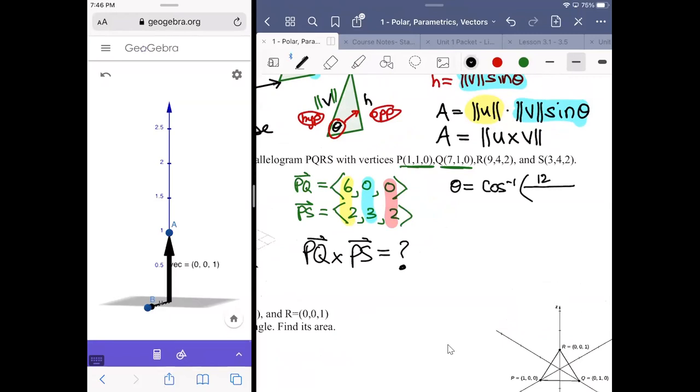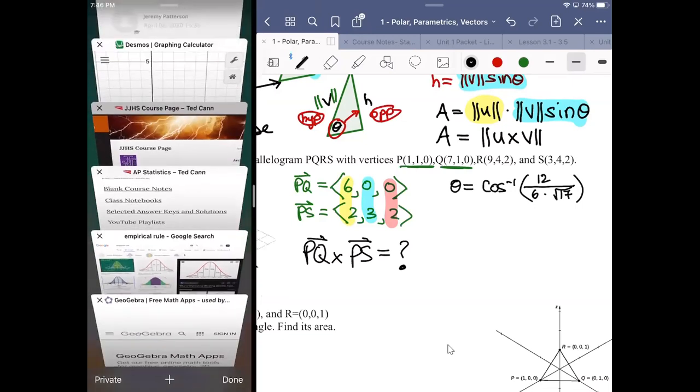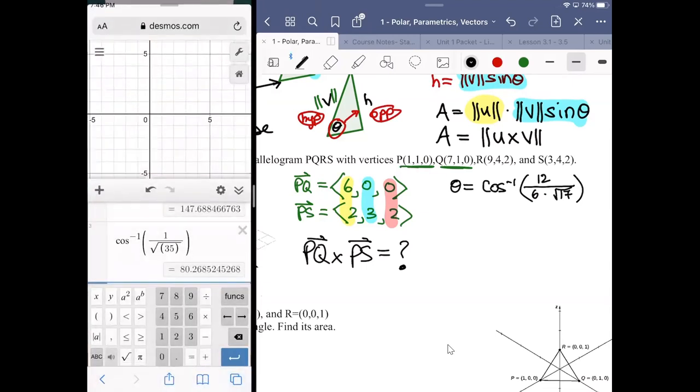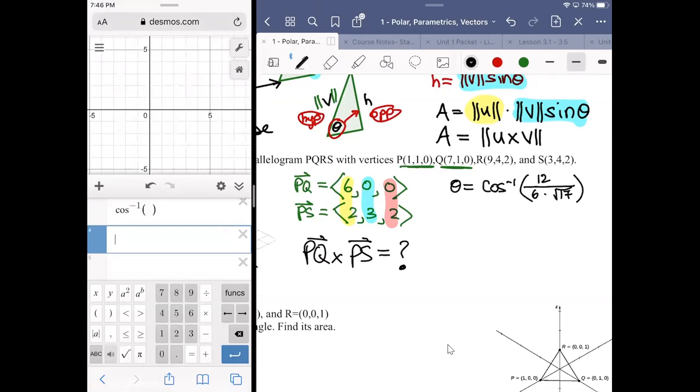Then on the bottom, I need the magnitude of each one. It's the product of the magnitudes, right? Well, one of them has a magnitude of 6. The other is going to be 4 plus 9 plus 4, so root 17. The idea there is, let's see if we can save ourselves a little time and energy. So inverse cosine, 12 divided by 6 radical 17. And we're talking about 60 and change. All right, that's good to know.